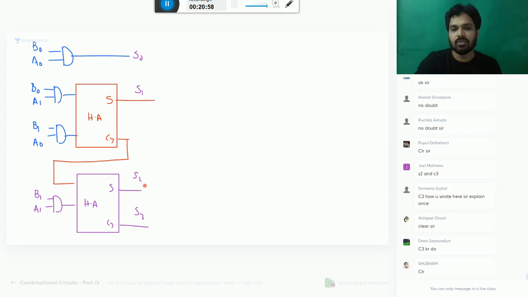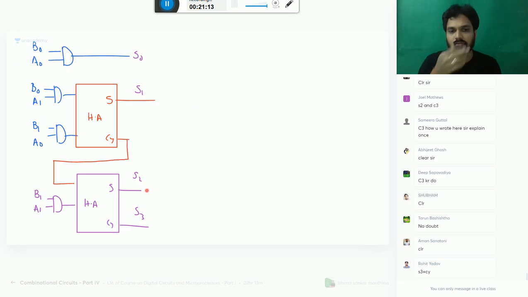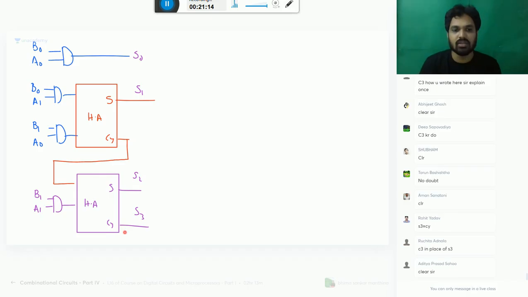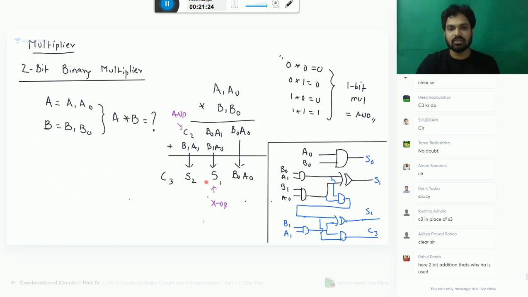So this expression only. If you do these two XOR operation, what is that? C2 and B1, A1, you do XOR operation, sum. If you do AND operation, carry. In place of S3, you can say carry. You are adding here only two bits now.